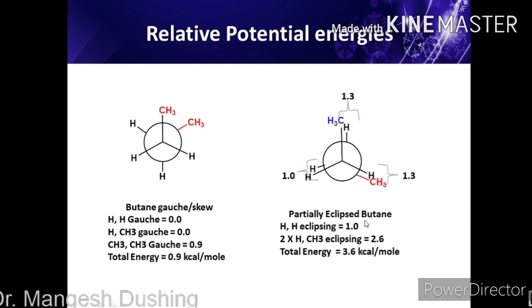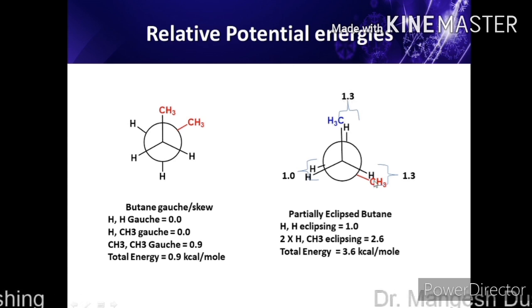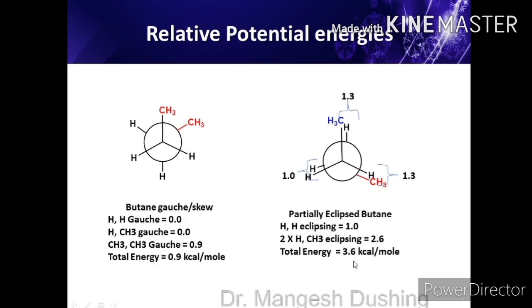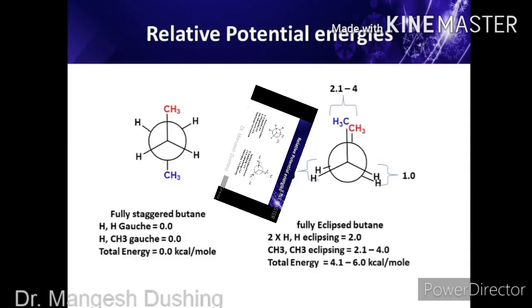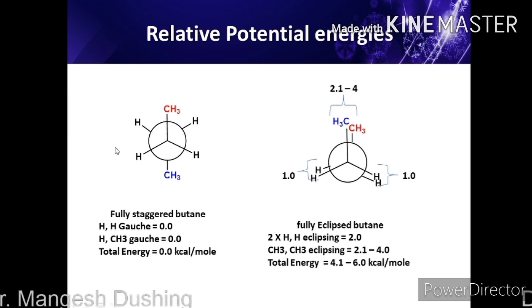This is the partially eclipsed structure of butane. In this case, hydrogens are eclipsed, energy is 1.0. Hydrogen methyl is eclipsed, then energy is 1.3. Hydrogen methyl is eclipsed, energy is 1.3. So the total energy of the molecule is 1 plus 1.3 plus 1.3, that will be 3.6 kilocalorie per mole. So in the case of butane, the relative potential energies are here.